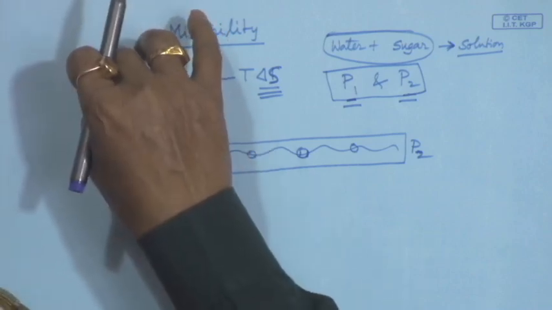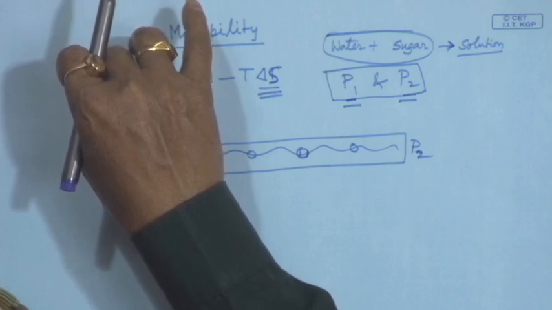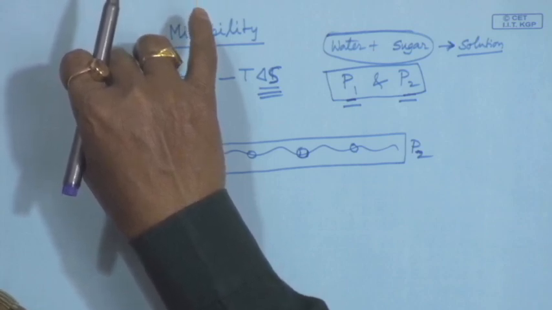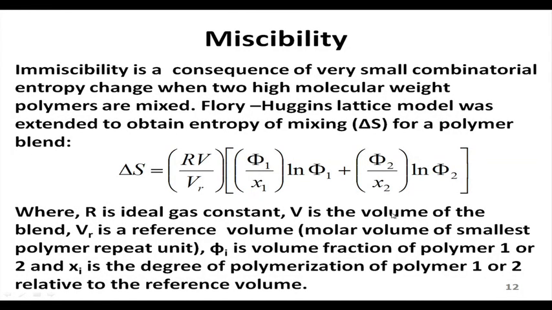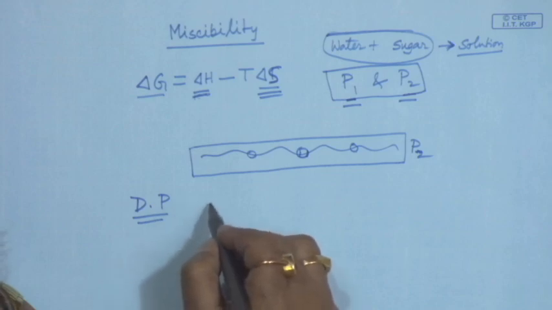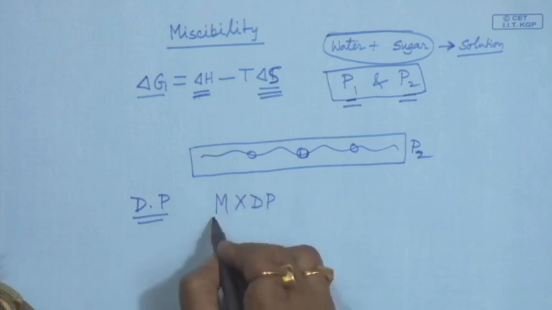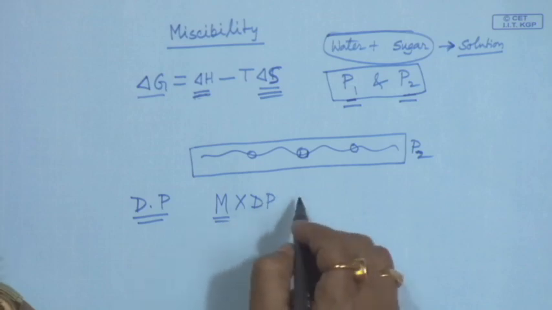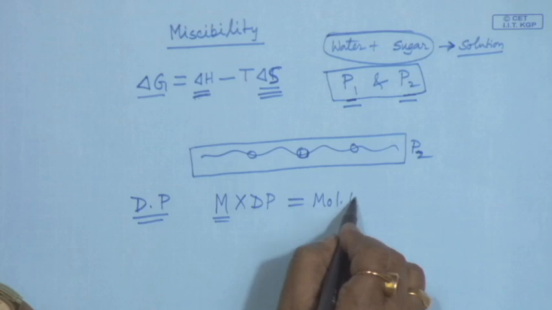If the degree of polymerization is multiplied by the molecular weight of one monomer unit, that is, the weight of the monomer unit into DP, the degree of polymerization, we get the molecular weight of the polymer.